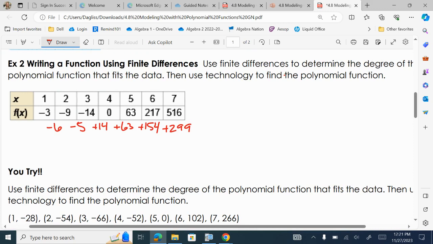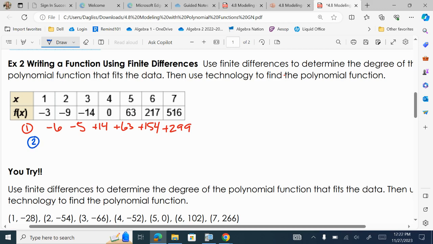Are those the same? No. So is my first difference the same? Nope. We got to keep going. So that means it's not what function? It's not a linear function. So now let's try my second difference.